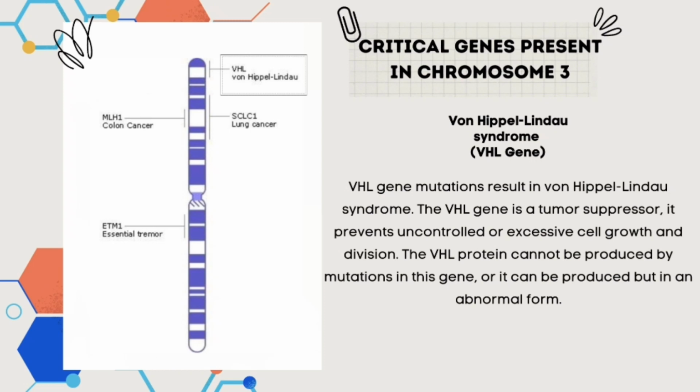Firstly, von Hippel-Lindau syndrome, VHL gene. VHL gene mutations result in von Hippel-Lindau syndrome. The VHL gene is a tumor suppressor. It prevents uncontrolled or excessive cell growth and division. The VHL protein cannot be produced by mutations in this gene, or it can be produced but in an abnormal form.